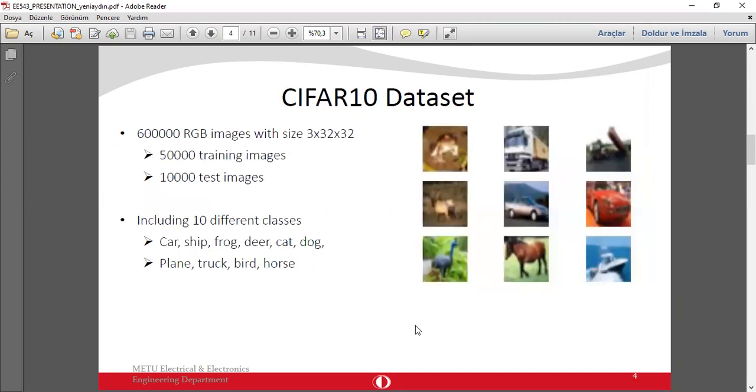The CIFAR-10 dataset includes 60,000 RGB images with the size 3 by 32 by 32, and 50,000 of them are training images and 10,000 of them are test images. Some of the examples are given on the right, and these images are very blurry, as can be seen. The dataset includes 10 different classes, which are car, ship, frog, deer, cat, dog, plane, truck, bird, and horse.